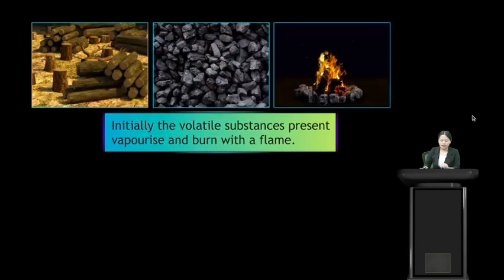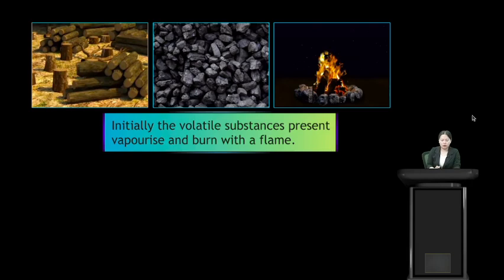All right. Now we have here firewood, we have coal. Initially, the volatile substances present vaporize and burn with flame. Now our question here is, why do some substances burn with flame and some substances burn without flame? Taking the example, if we burn firewood, it burns with flame. But if we burn charcoal, it does not burn with flame, although it produces heat. Yes, students? So why is it so?